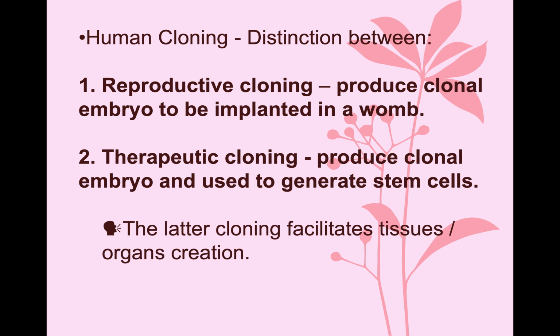Now, since we are on human cloning, let's have a look at the distinction between reproductive cloning and therapeutic cloning, because we have seen three differences early on, but we're going to focus only on these two. Reproductive cloning produces a clonal embryo to be implanted into a womb. For therapeutic cloning, as you would hopefully get from the previous slides, the purpose is to produce a clonal embryo used to generate stem cells for therapeutic, medical purposes. The latter is basically for tissue or organ creation.